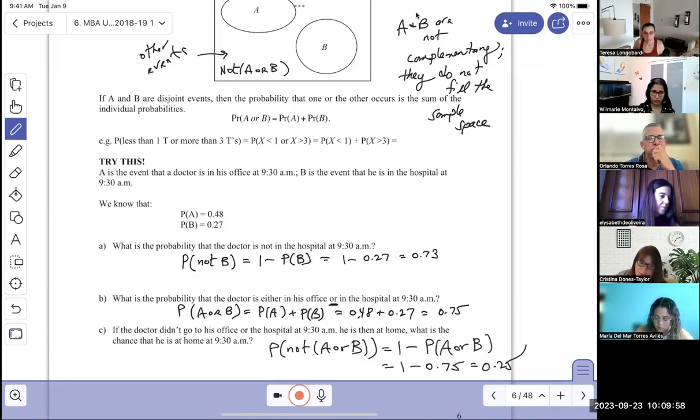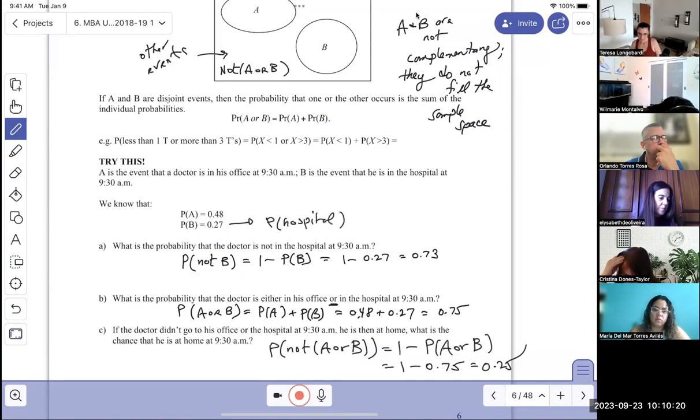I got B and C, but A would probably be easier. The hospital is B, so it's this one. Because it said not. Right. Exactly.